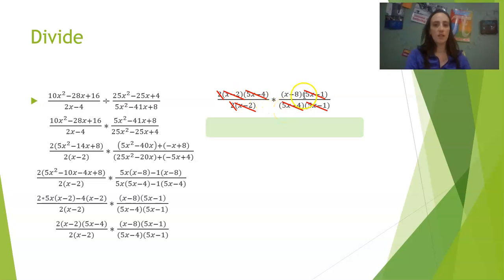Those get canceled. I have a 5x minus 1 on top. I have a 5x minus 1 on bottom. Those are going to get canceled. Whatever I have left is going to be my final answer. And for this problem, all I have left is a numerator of x minus 8. So my final answer is simply going to be x minus 8.